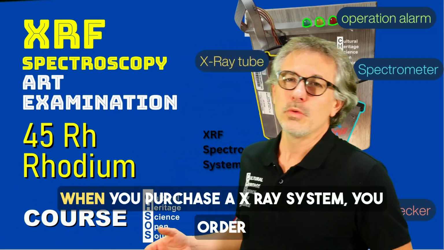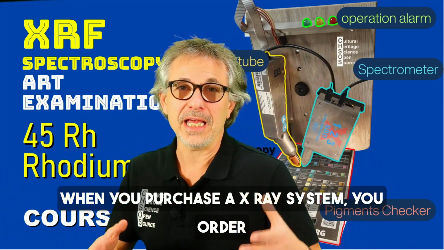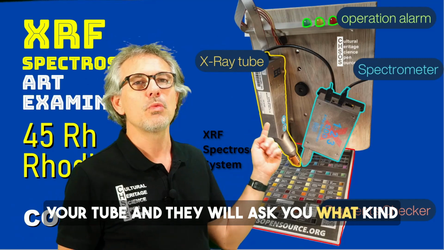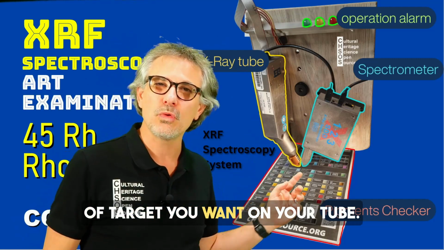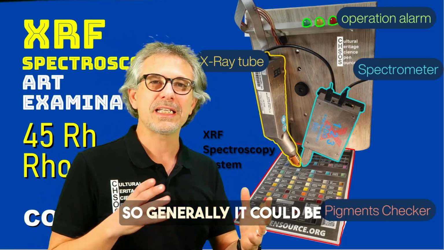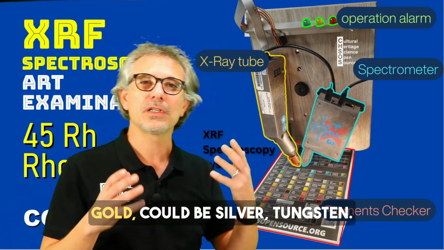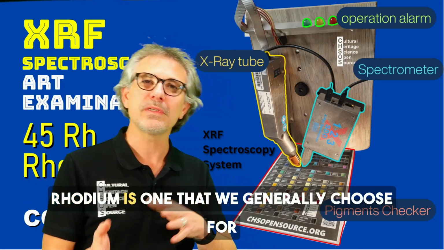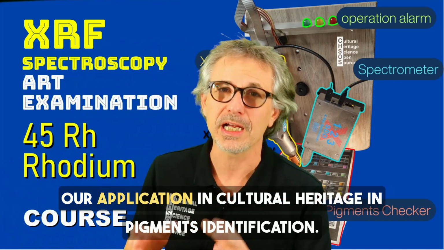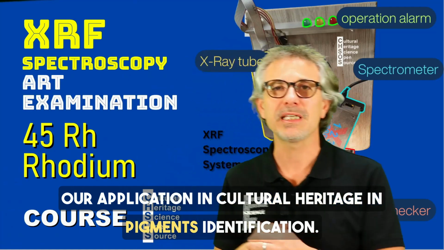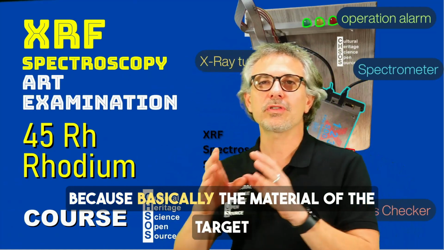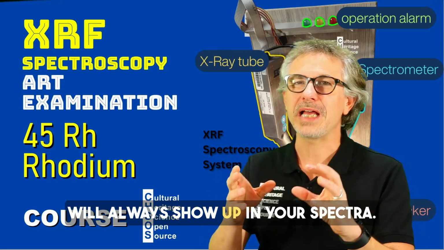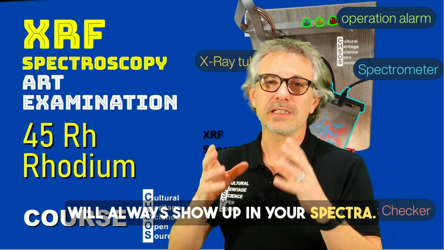this course. When you purchase an X-ray system, you order your tube and they will ask you what kind of target you want on your tube. So generally it could be gold, could be silver, tungsten. Rhodium is one that we generally choose for our application in cultural heritage, in pigments identification, because basically the material of the target will always show up in your spectra.